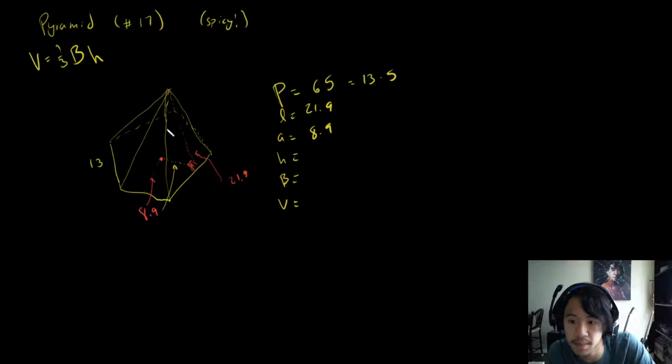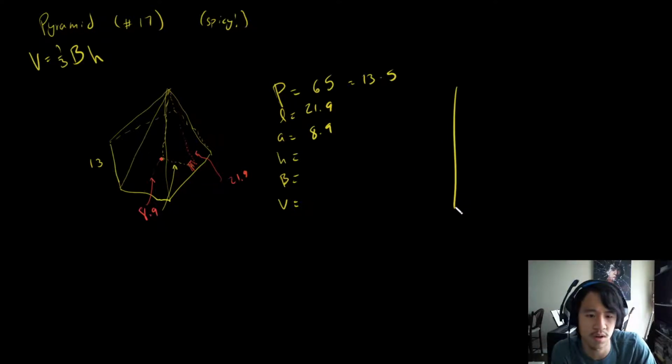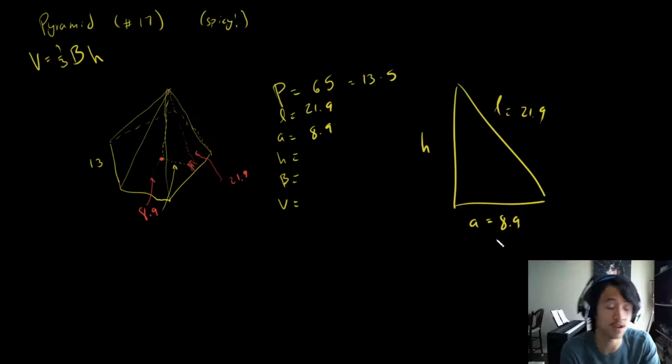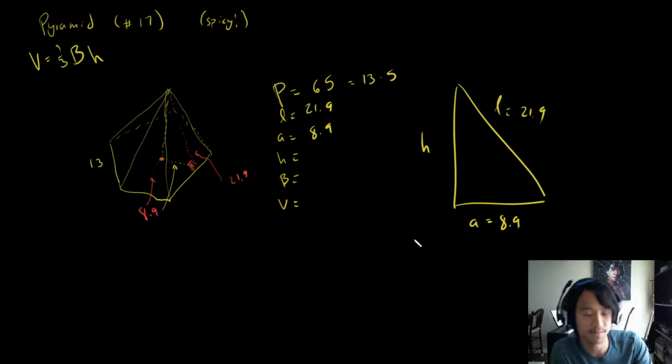So to find our height, remember our height's like this. I know it's kind of hard to see. This line's in the way. Let me just draw a picture. So this is going to be our height. This is our slant length. This is 21.9. And this is our apothem, which is 8.9. So we have to do Pythagorean theorem here to find our height. So let's go ahead and do it.